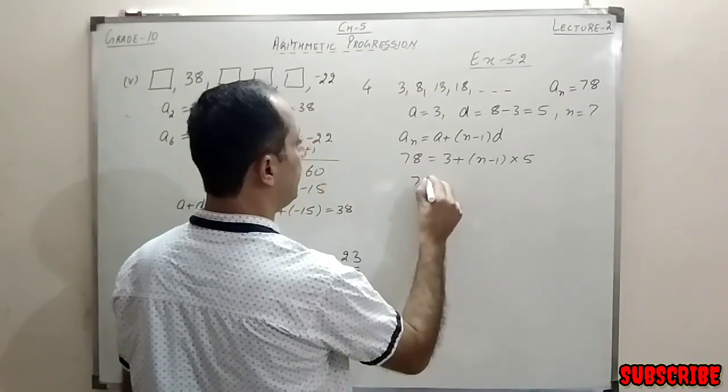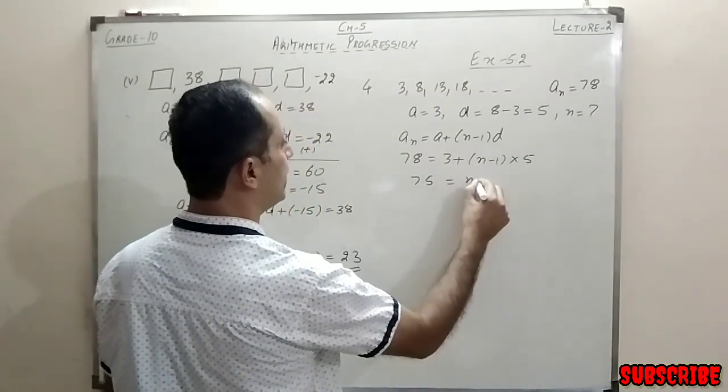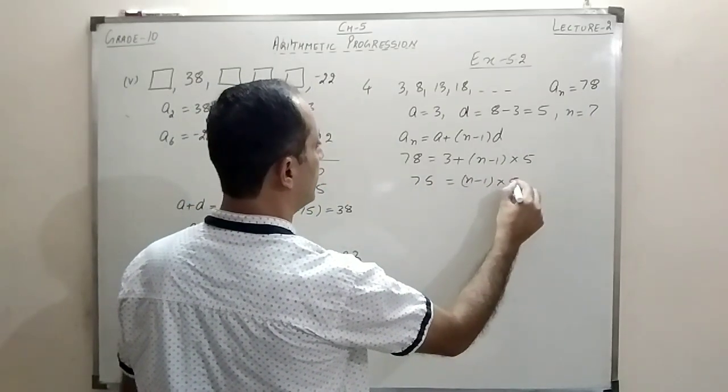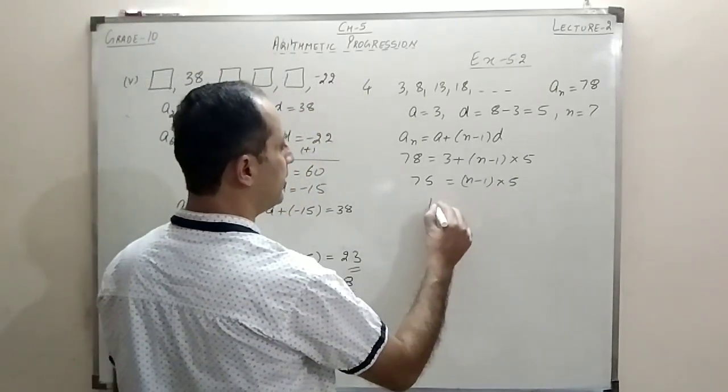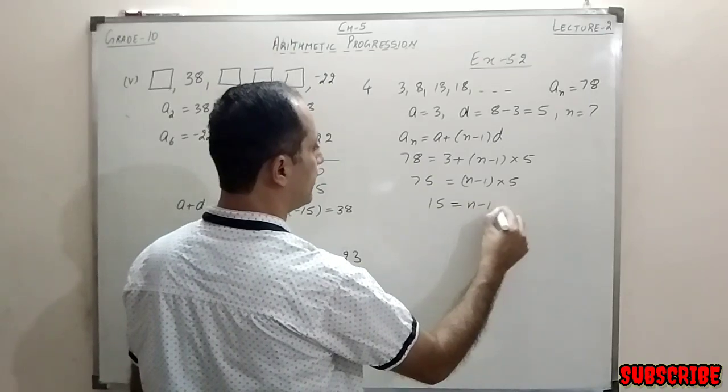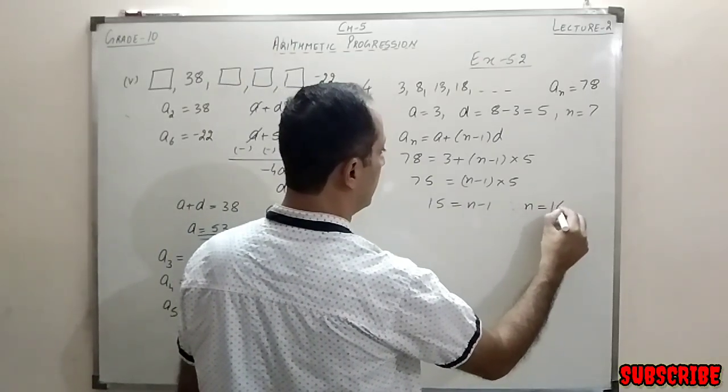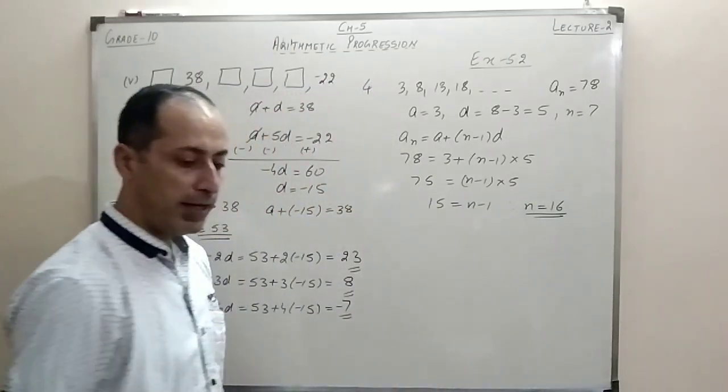So this is 75. I'm subtracting this side. This is n minus 1 into 5. Divide by 5 on the left side. What I get? This is 15 equal to n minus 1. So I get n equals to 16. So quite a simple question.